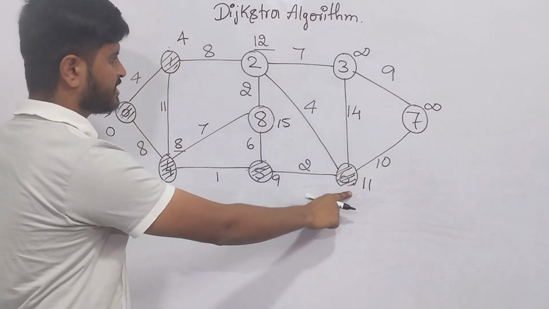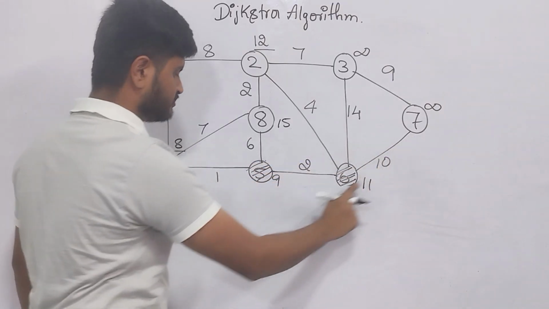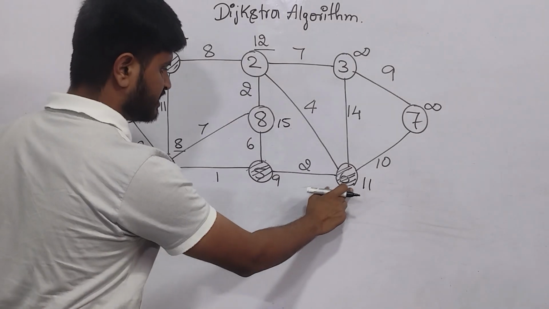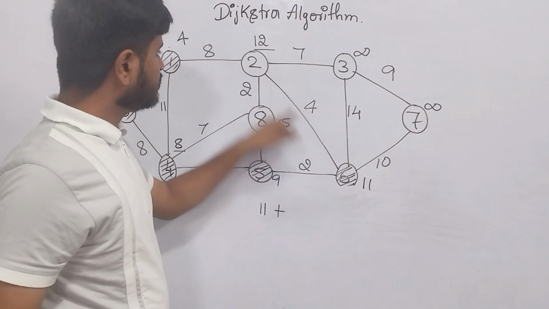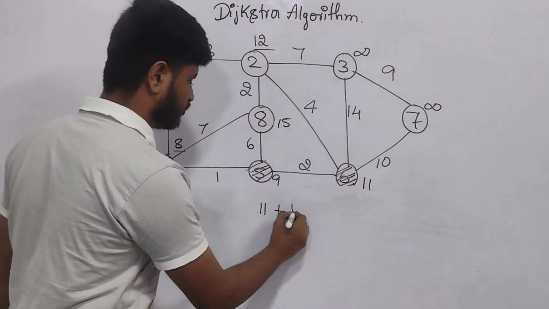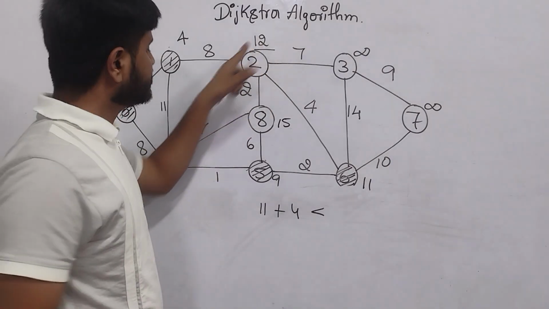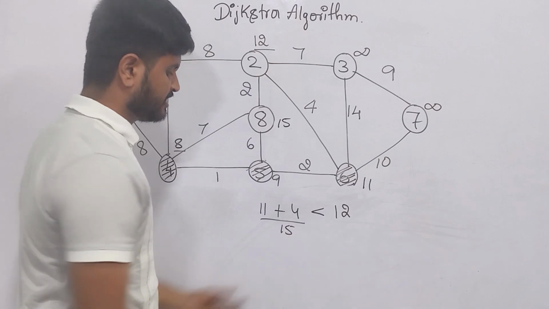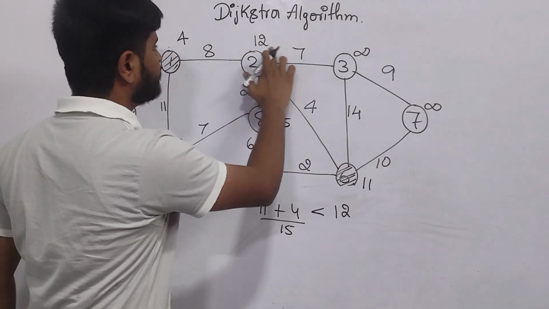From the 6th node, I can move to the second node, the third node, the 7th node, and the 5th node. The 5th node is already traversed. So the initial value of the 6th node is 11, plus from the 6th node to the second node the cost is 4, which must be less than the initial value of the second node. The initial value is 12. So 11 plus 4 will be 15. Whether 15 is smaller or 12 is smaller? 12 is smaller, so I will keep it as it is.